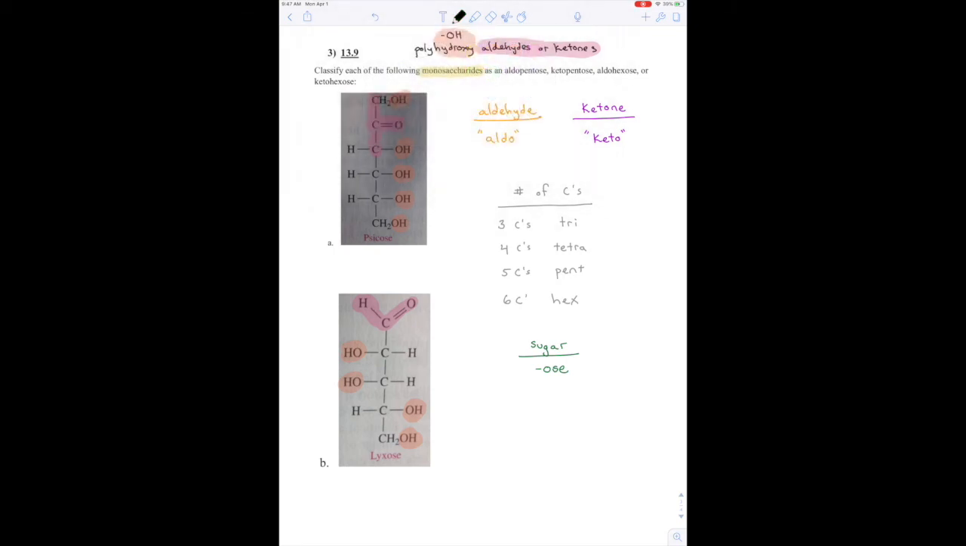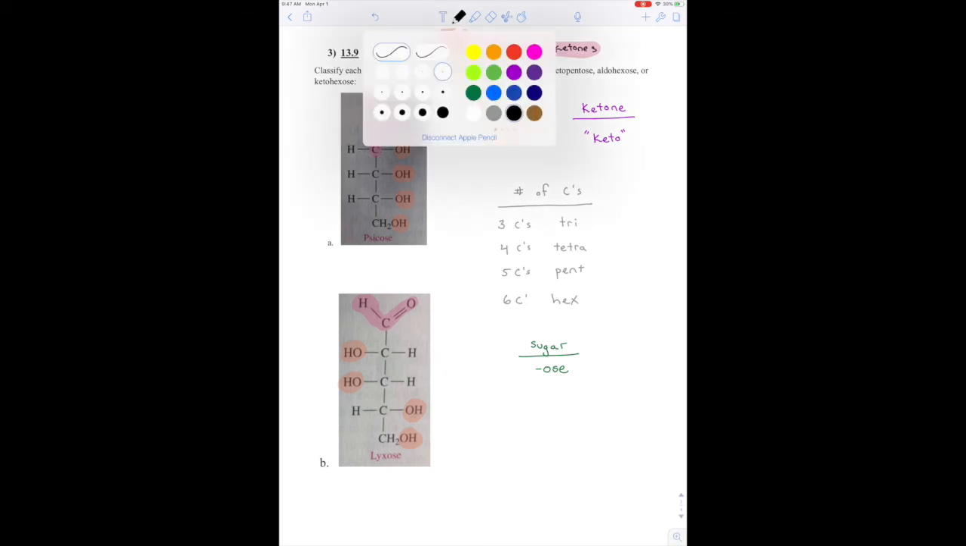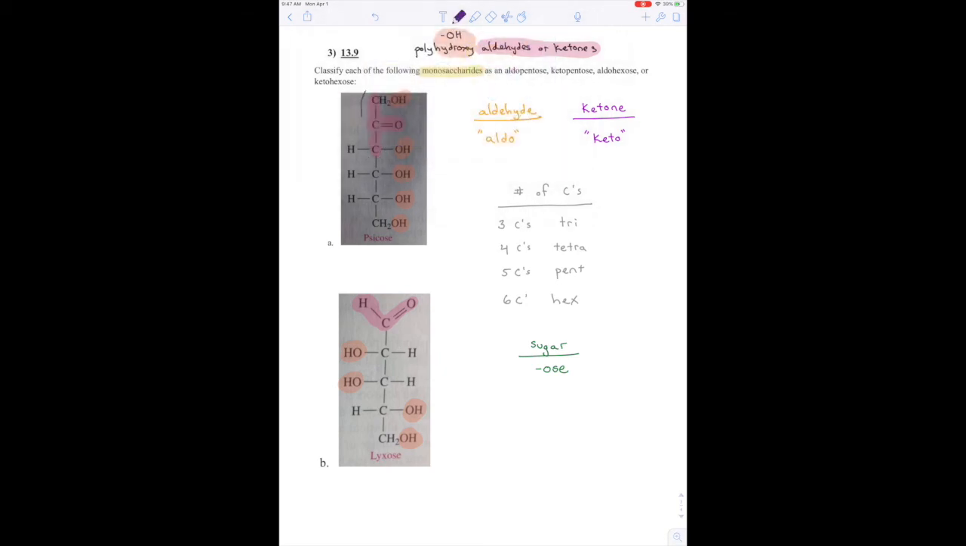So for A, first do we have an aldehyde or a ketone? And we can see right here that we have a ketone. So our prefix is going to be keto. Next, the number of carbons. We have 1, 2, 3, 4, 5, 6 carbons here. So the infix is going to be hex. And last but not least, this is a polyhydroxy aldehyde or ketone, so it's a sugar, and so it has the suffix -ose. So this is a ketohexose.